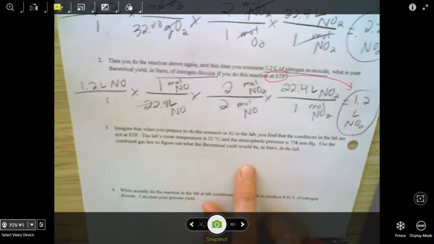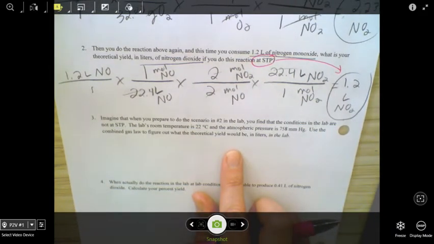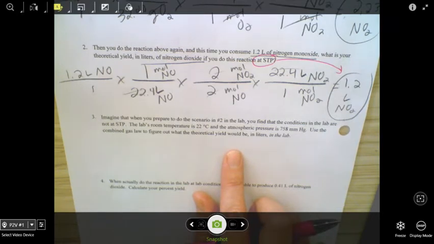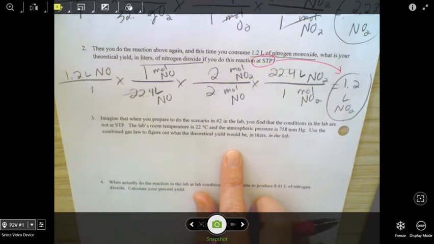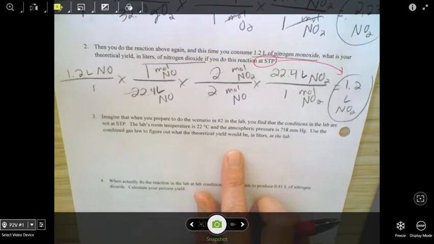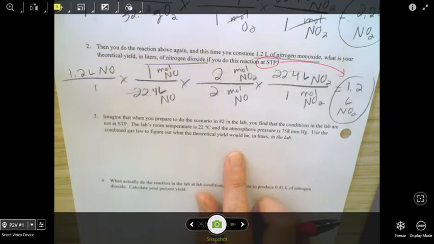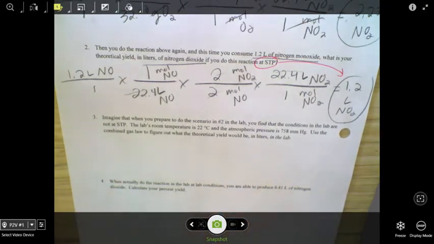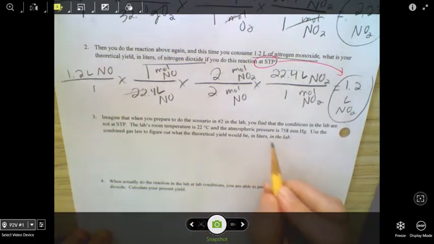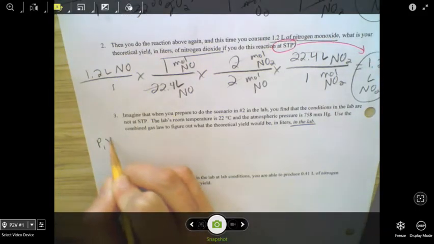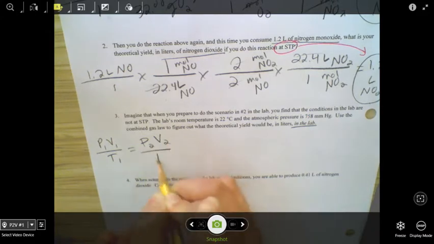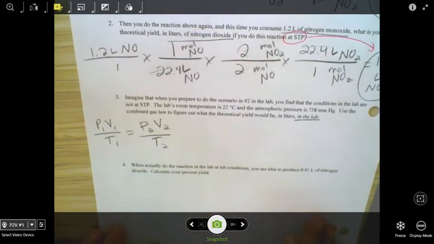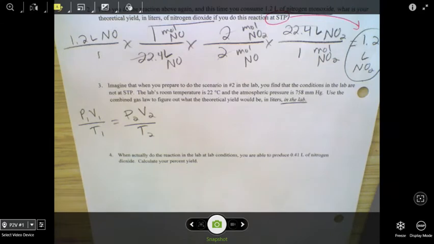So for number 3, imagine that when you prepare to do scenario number 2 in the lab, you find that the conditions in the lab are not at STP as usual. The lab room's temperature is 22 degrees Celsius and the atmospheric pressure is 758 mmHg. Use the combined gas law to figure out what the theoretical yield would be in liters in the lab. So the combined gas law is P1 V1 over T1 equals P2 V2 over T2. Okay, so this will just allow us to make some adjustments from STP conditions to lab conditions.